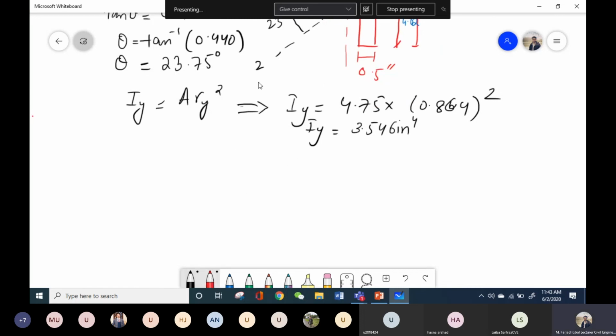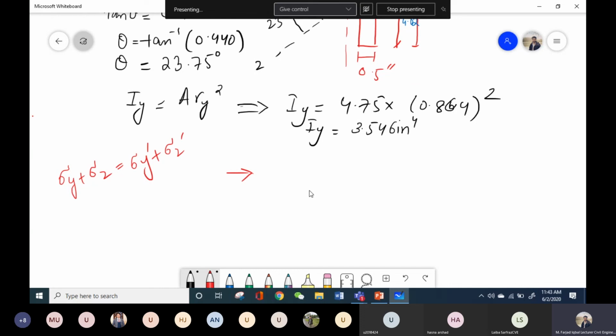Now I know Iy. Now what will be Iz? Actually, in the section table as well, you will be given the radius of gyration only about one principal axis. And from the transformation equation, just like we did in the case of stresses, if we know the stresses on the horizontal and vertical axes, then the sum of stresses on these two axes will be equivalent to the sum of the stresses on any inclined axes. So same is the case for the moment of inertia.